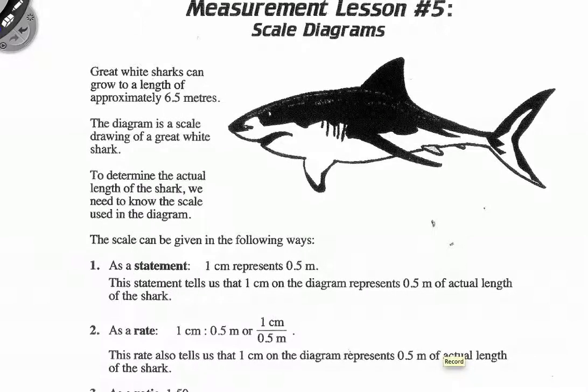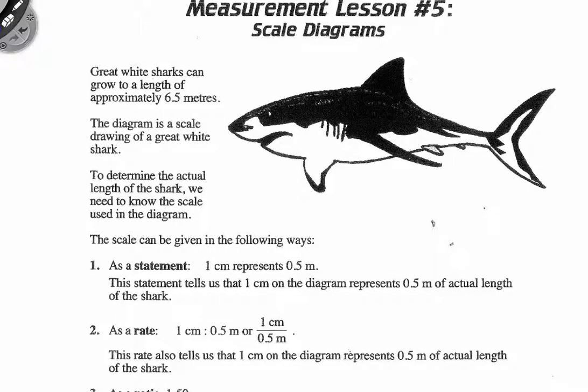So here we have lesson 5 of Unit 1, talking about scale diagrams. Great white sharks can grow to a length of approximately 6.5 meters. The diagram is a scale drawing of a great white shark. To determine the actual length of the shark, we need to know the scale used in the diagram.